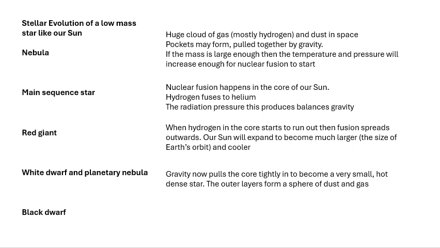So the exposed core, which pulls itself in, will be very, very hot and very, very dense, and that is a white dwarf. So we get a white dwarf surrounded by a planetary nebula. There's absolutely no reason why it should be called a planetary nebula. It's nothing to do with planets, by the way. So the outer layers form a sphere of dust and gas. And then eventually the white dwarf will cool down and you'll end up with a black dwarf, after a very, very long time. And fusion will stop.